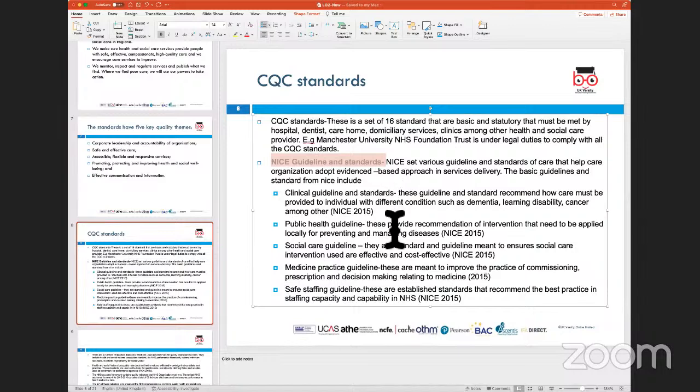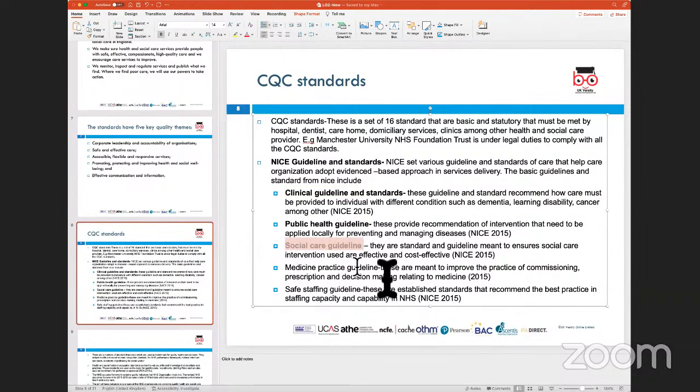Now, the second standards that we talk about is NICE, the National Institute of Care and Healthcare Excellence. As I mentioned to you, there are 199 standards which have been set, and there are guidelines and also advisories which are available from NICE, and these further help in setting clinical guidelines and standards. Public health guidelines are essentially given out for the benefit of members of the public.